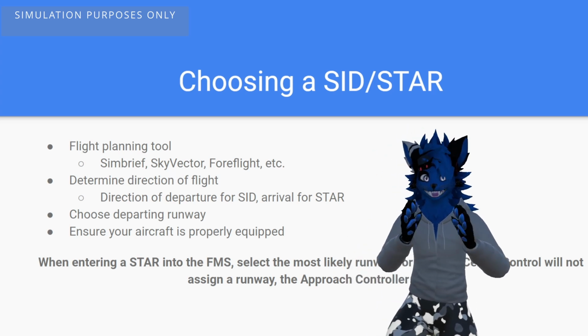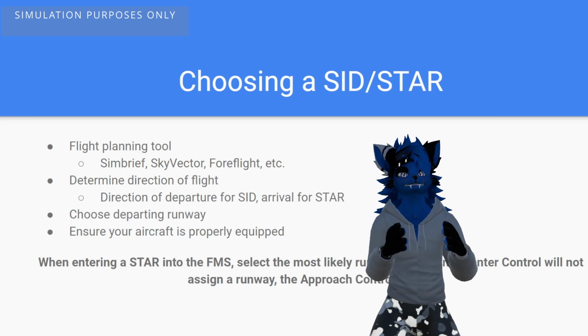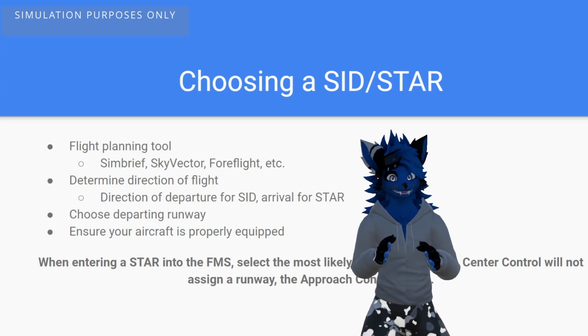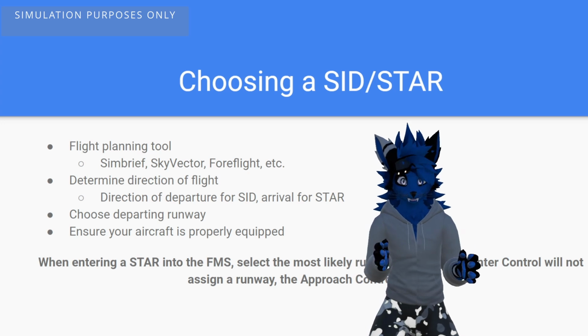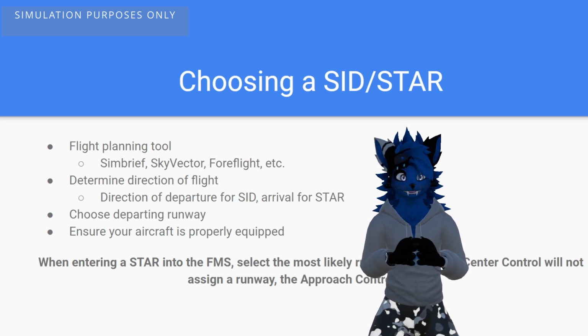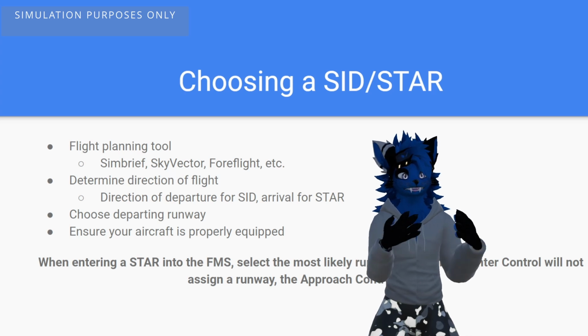The center controller is not going to know a specific runway. They may be able to tell you what direction the airport is landing in, but the specific runway that you're going to use comes down to the approach controller. So in those cases, select the most likely runway that you think you're going to land on. That way you can get the entire STAR loaded in.